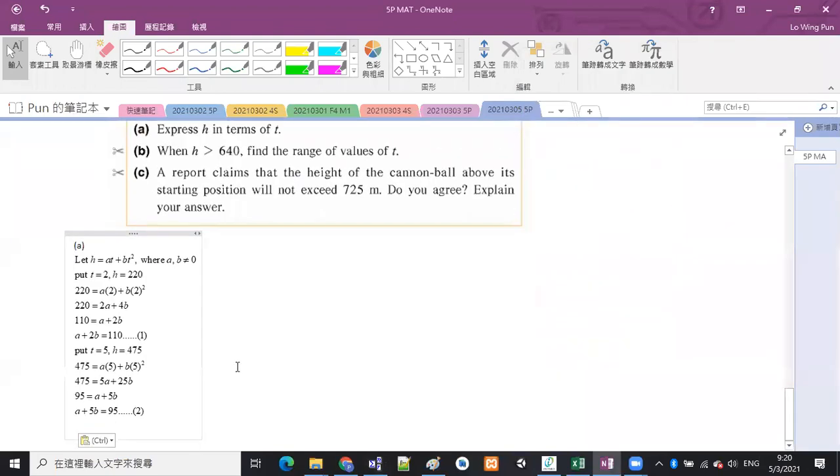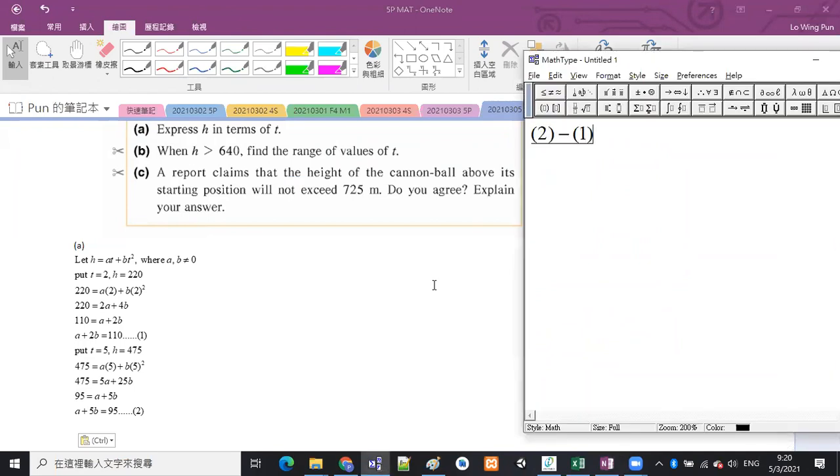Okay, and then notice that from equation 1 and equation 2, the a terms are exactly the same. So we are going to do the subtraction on the equations. Equation 2 minus equation 1. The a terms are cancelled by each other. And then for the b terms, we have 5b minus 2b. It becomes 3b. And on the right-hand side, we have 95 minus 110. So it should be a negative number. It should be negative 15. Okay. So b is calculated to be equal to negative 5.